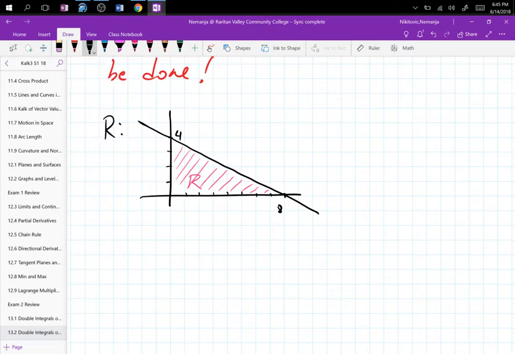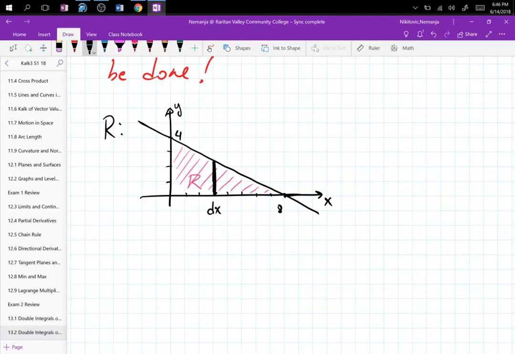Well, in order for me to do a dx integral, I need to have the equation of the line on top, right? The equation of the line on the bottom with the x-axis is just y equals 0. That's easy. But the one on the top, we actually have to figure out.